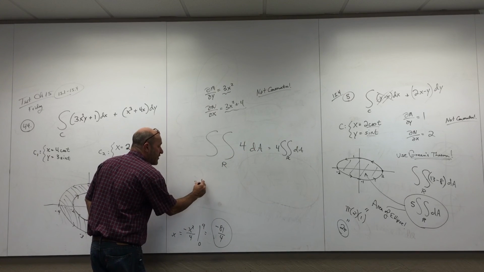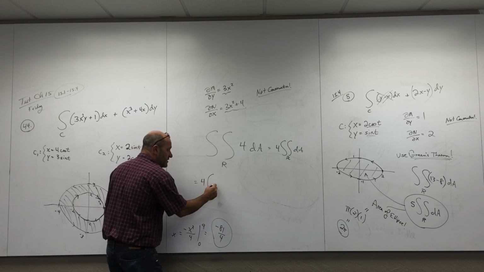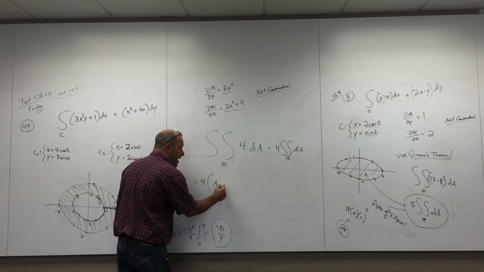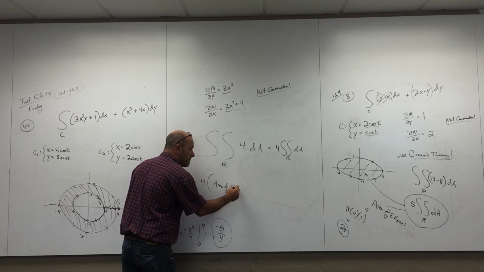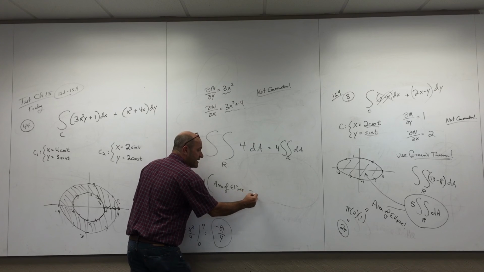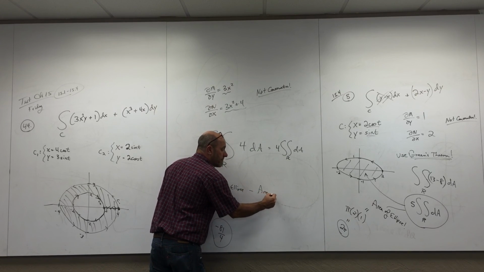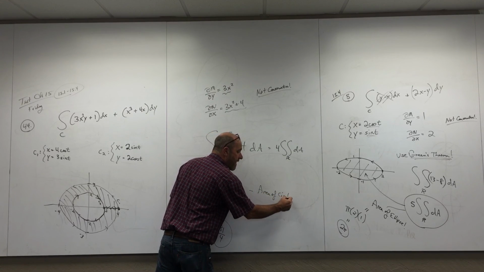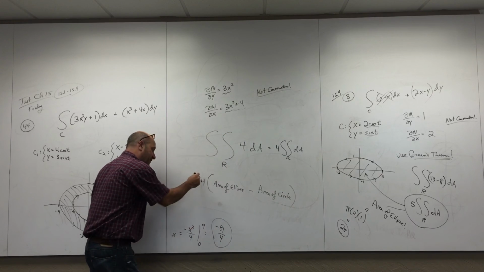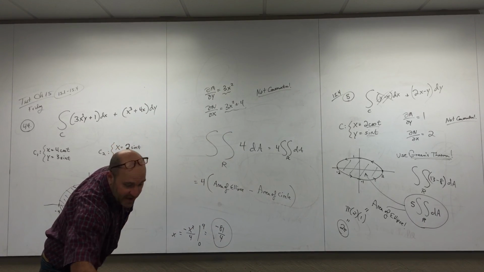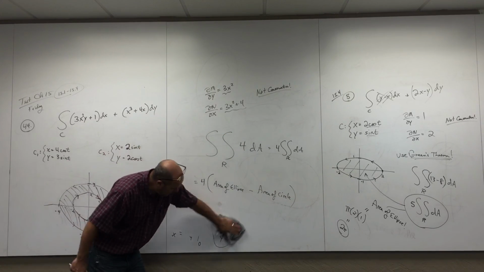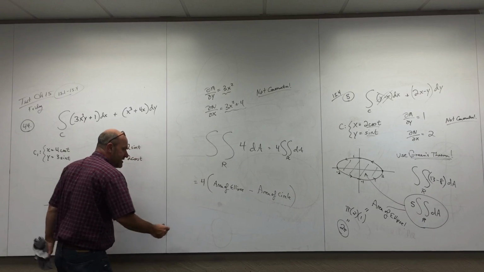And what is the area of my region? I think it's the area of the ellipse minus the area of the circle, times 4. So here we go. This is how you finish this problem. After all that talking and working, it turns out to be nothing to it here.